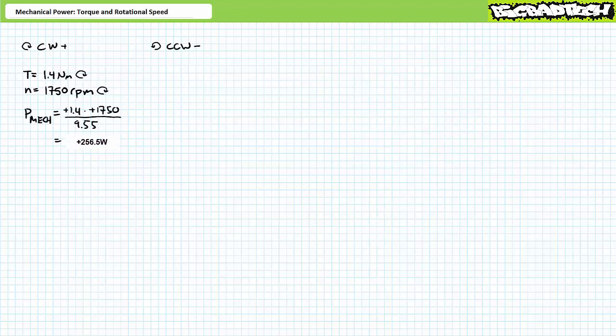An application of the mechanical power formula demonstrates positive 1.4 times positive 1750 divided by 9.55 yields positive 256.5 watts of mechanical power.